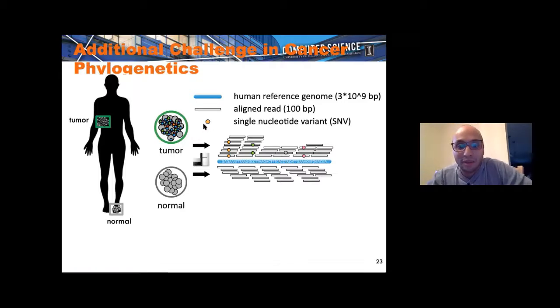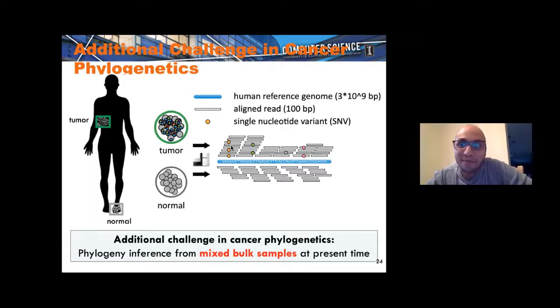Now, the key point is that when you do sequencing, you sequence a biopsy of millions of cells. So when you get a short read, you don't know from which cell it came.